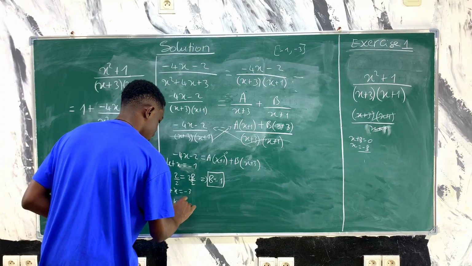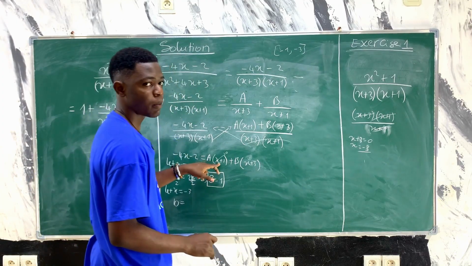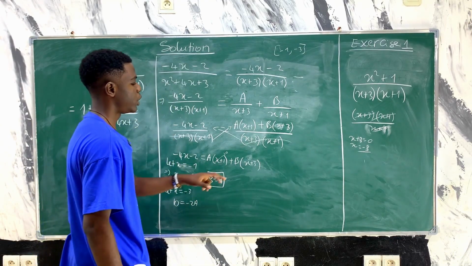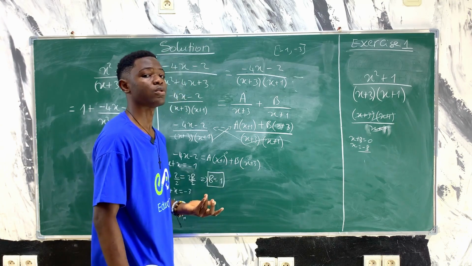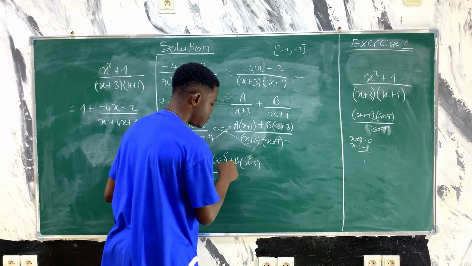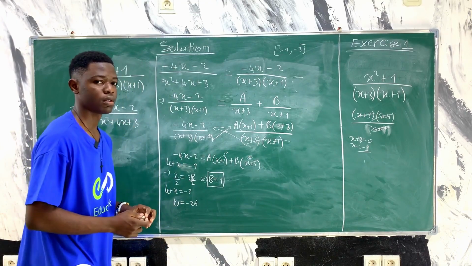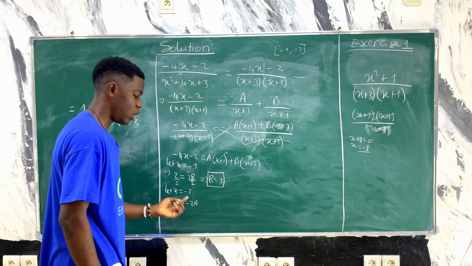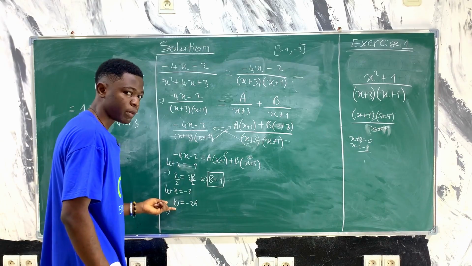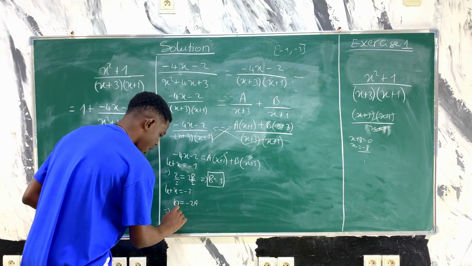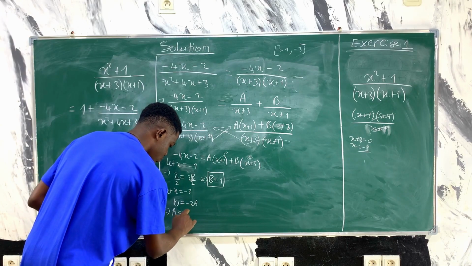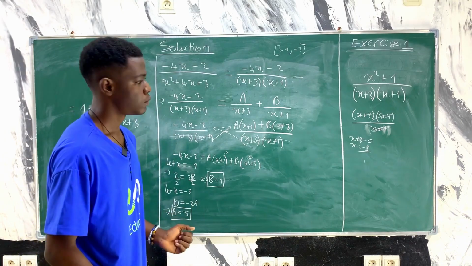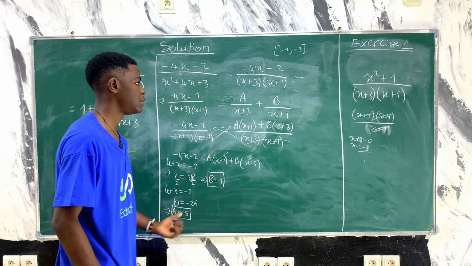So I have 10 on this side, equal to, when I put minus 3 and minus 3 plus 1, minus 2. So minus 2 times A is minus 2A. And I put minus 3 and minus 3 plus 3 is 0. Minus 3 plus 3 is 0. So 0 times B will still give me 0. So I have just this. Which would imply, if I divide all through by minus 2, 10 divided by minus 2 will give me minus 5. So I have A equal to minus 5. So I have my answers, my values of A and B.